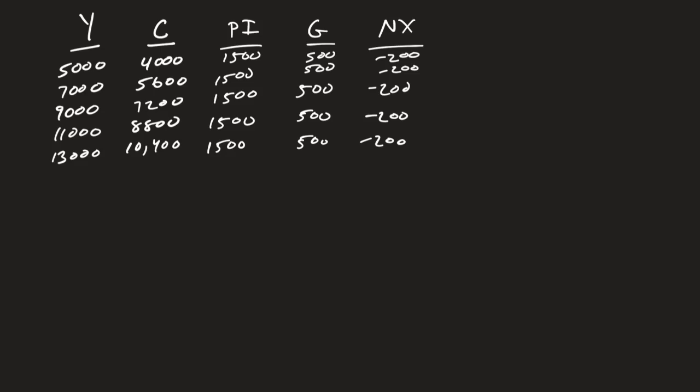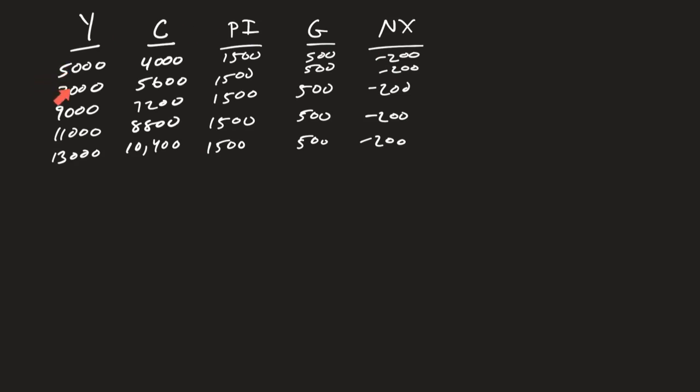Hello everybody, I wanted to go over some of the questions on your most recent My Econ Lab quiz that I know some of you struggled with. This question is dealing with aggregate expenditure and real GDP, finding the macroeconomic equilibrium when you're given some data. So you're given the real GDP, consumption, planned investment, government purchases, and net exports.